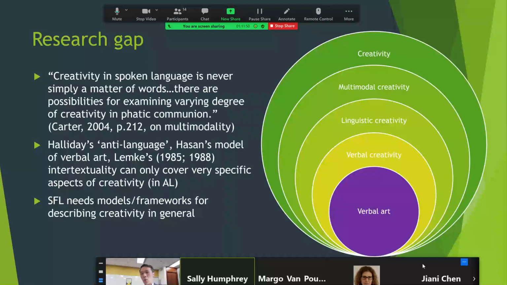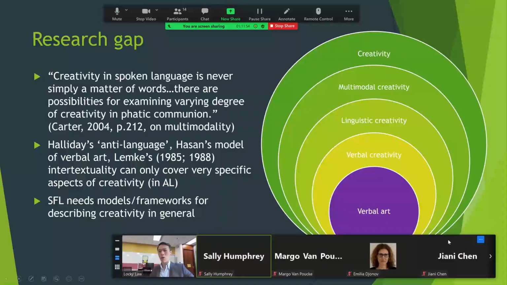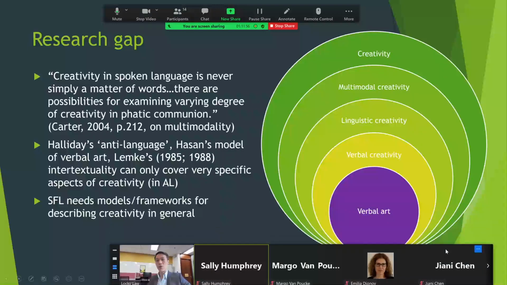Right, and so basically that's all the SFL literature that's been covered so far if we want to talk about creativity in applied linguistics. Obviously, therefore, the research gap is very clear: creativity in spoken language is, according to Carter, never just a matter of words, and there are possibilities for examining various degrees of creativity. And then that's his comment on talking about multimodality.